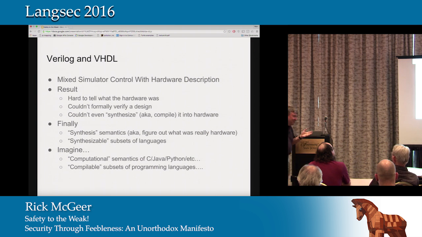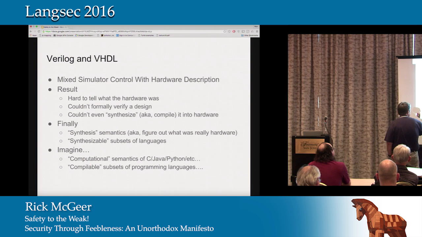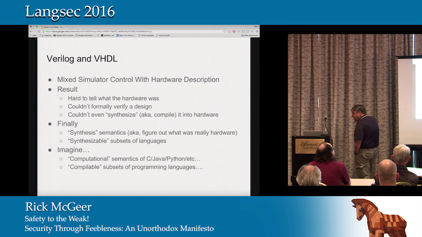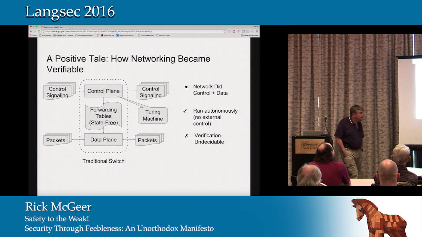I mean, gosh, C is great. You just can't write a compiler for it, right? This makes no sense at all. So finally, what we did was we put in synthesis semantics. In other words, figure out what was really hardware in all of this, and have a synthesizable subset of the language. And if you said, well, this is ridiculous, imagine a computational subset of C, Java, Python, and compilable subsets, you'd say that was nuts. And of course it is, right?